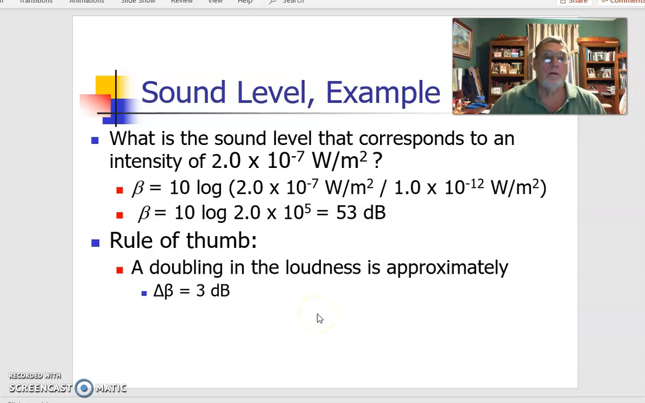So what is the sound level corresponding to an intensity of 2 times 10 to the minus 7 watts per meter squared, which is a reasonable sound? Well, here's how you plug it in. There's your I, here's your I naught. That'll give you a number, 2 times 10 to the 5th. You take the log base 10 of that, multiply by 10, and you'll get 53. It turns out that any change in decibels of about 3 is going to be twice as loud. So if I go from 10 to 13, 13 is about twice as loud as 10.